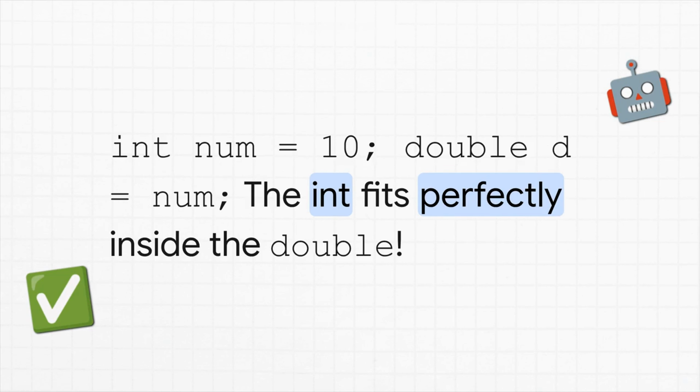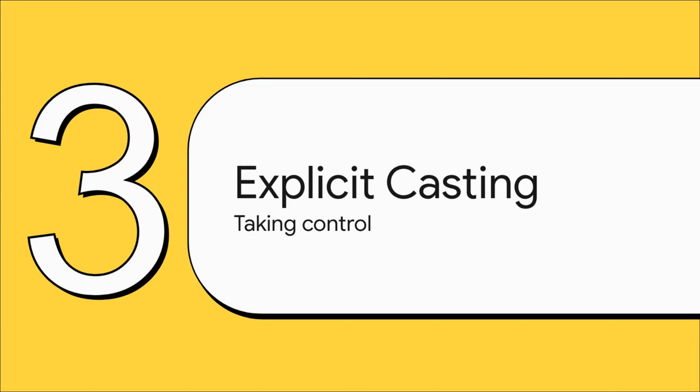It's that simple. But what happens if we want to go the other way? What if we have that big bucket of water and we need to pour it back into that tiny little cup? Well, things get a little trickier. That's when you have to take control, and we call that explicit casting.